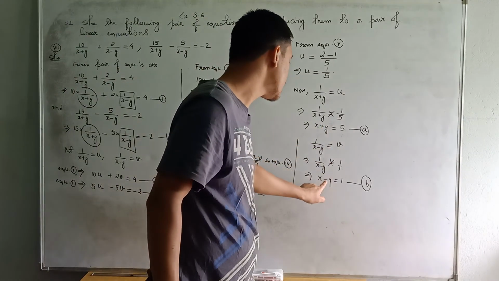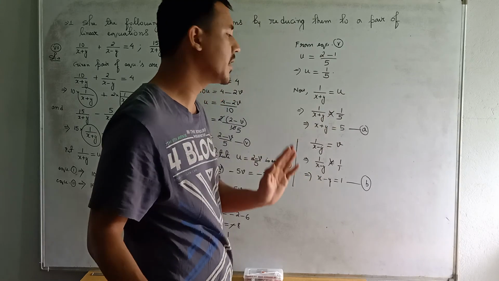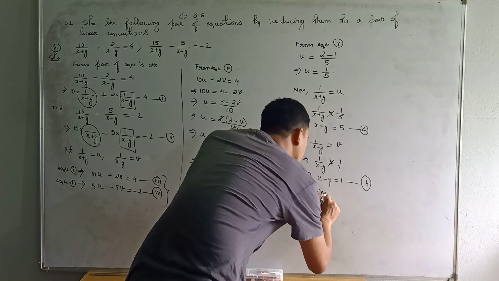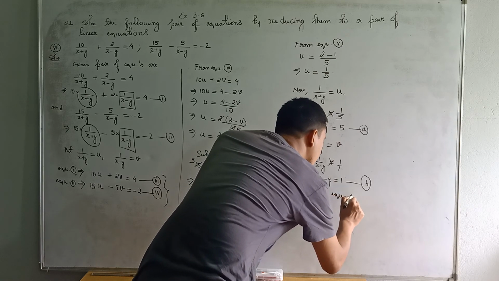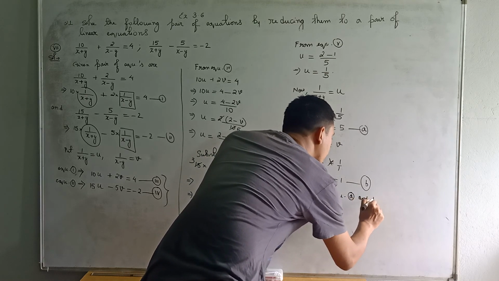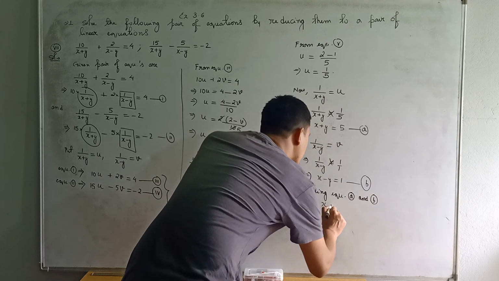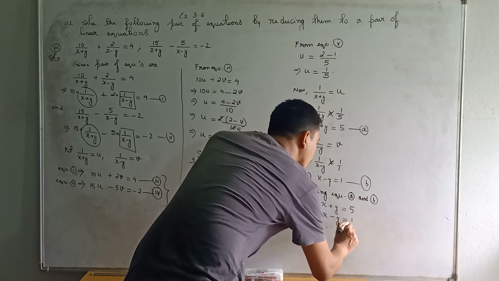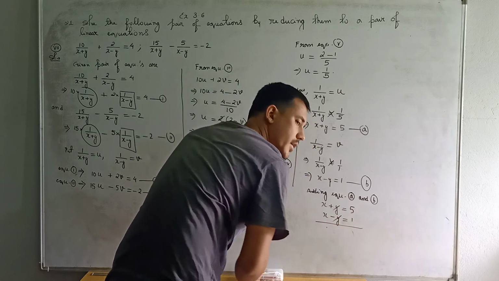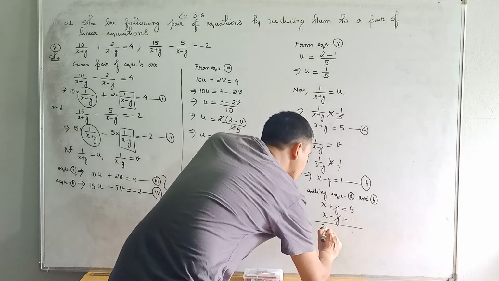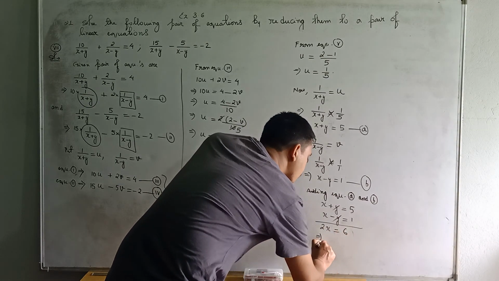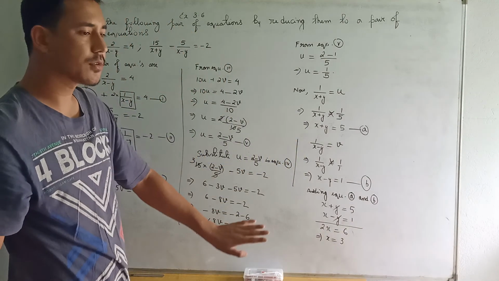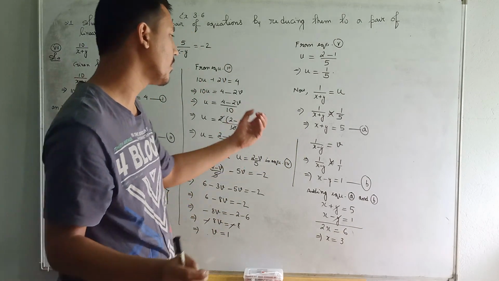This is plus y, this is minus y. We can add equations A and B. Your equation A is x plus y equal to 5. Your equation B is x minus y equal to 1. Plus y and minus y can be eliminated. Twice x is equal to 6. So x is equal to 3, because 5 plus 1 is 6. So x will be 6 upon 2, that is 3. So we have obtained x.